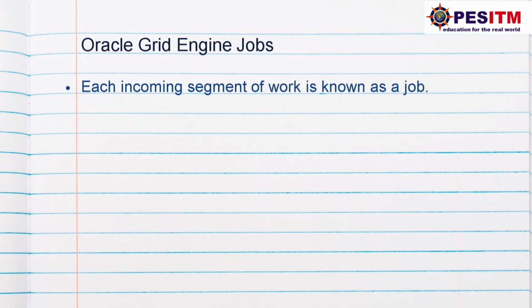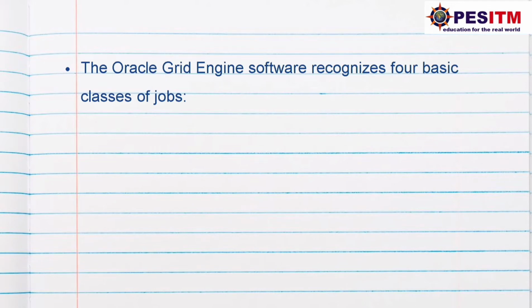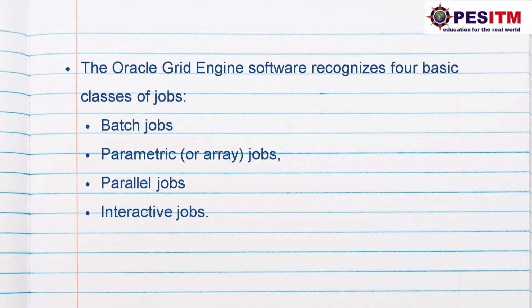Oracle Grid Engine jobs. Every incoming segment of work is known as a job. Administrators and end users submit jobs using QMon, the graphical user interface, one of the command line tools such as QSub or QRsh, or programmatically by using the Distributed Resource Management Application API, DRMAA. The Oracle Grid Engine software recognizes four basic classes of jobs, that is batch jobs, parametric or array jobs, parallel jobs, and interactive jobs.